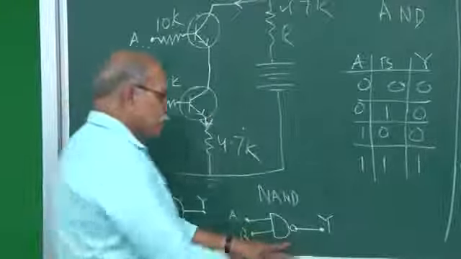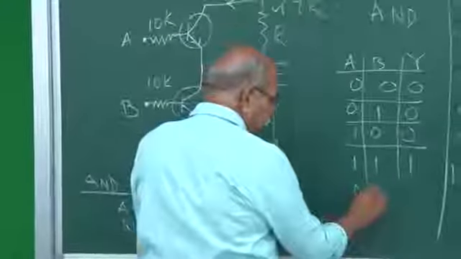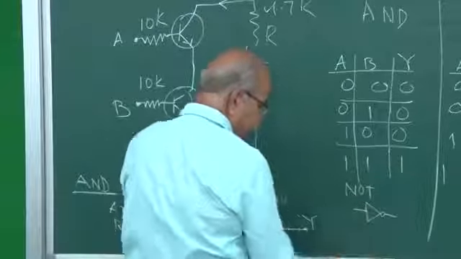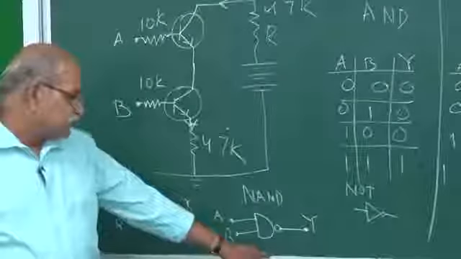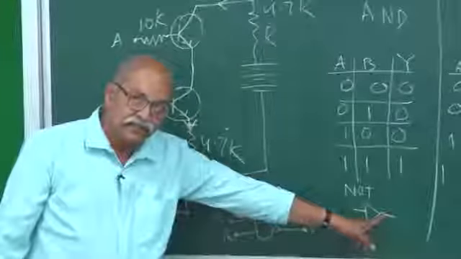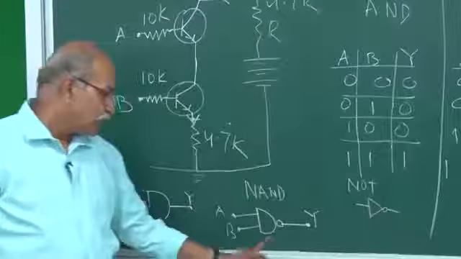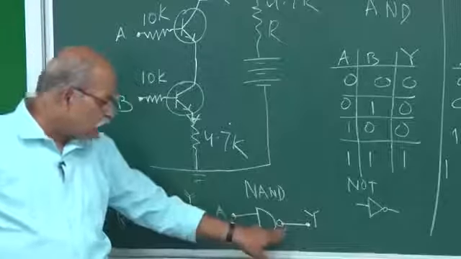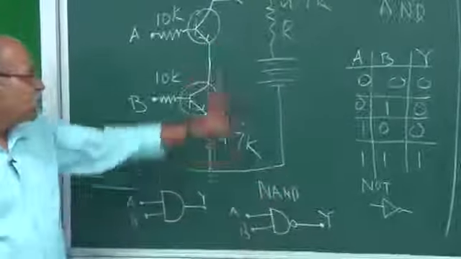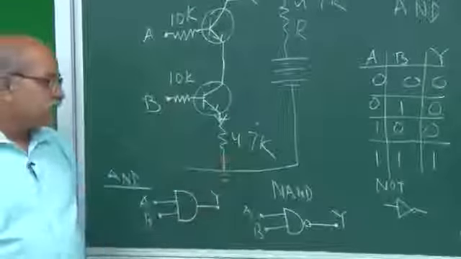Remember the symbol for NOT? The symbol for NOT was like this, single input. It was like this. So wherever you see this circle, you understand that this is NOT gate. So AND and then NOT of AND, and that is the symbol for NAND, and this is how you can realize this NAND gate.